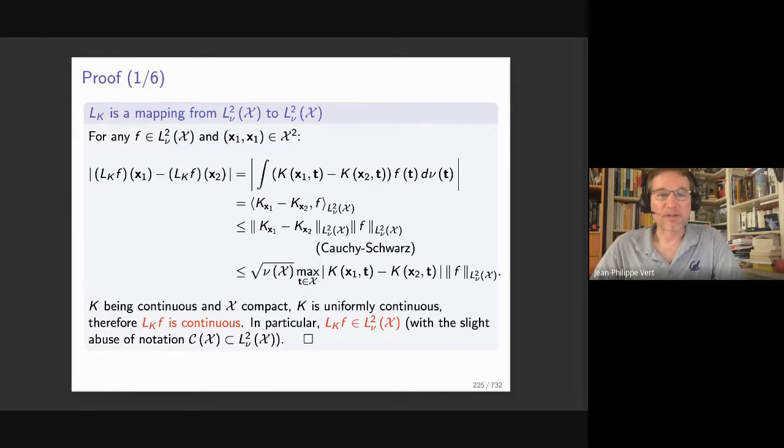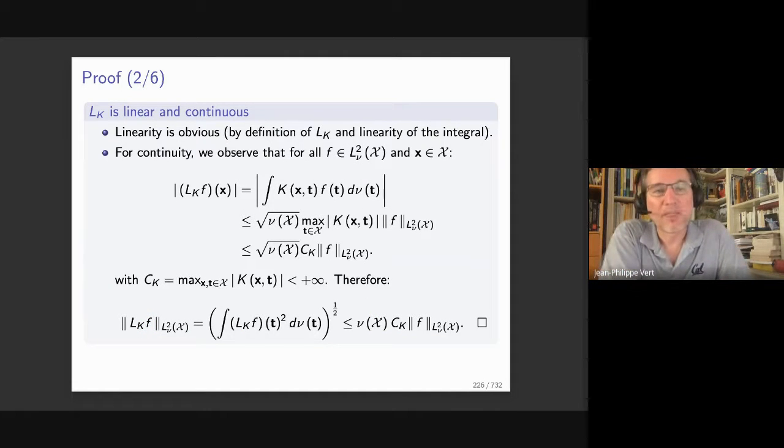All right, so now we use the fact that K is a Mercer kernel. Because it's a Mercer kernel, it's continuous. And therefore, because the space is compact, in fact, it's uniformly continuous. So the maximum in t of k of x1, t minus k of x2, t converges to zero when x1 converges to x2. All right, so this shows that Lk f is a continuous function, and in particular, because it's continuous over a compact space, it's in L2. Okay, so this shows that the operator Lk maps L2 to L2, but in fact it maps L2 to the set of continuous functions, and a continuous function can be seen as an element of L2.